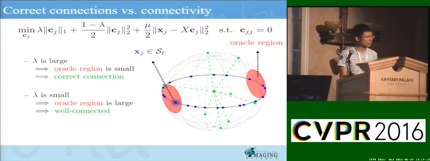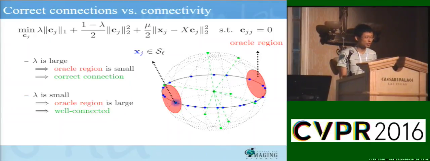As a second application of the geometric structure of the solution, we explain analytically the trade-off between the correct connection effect as well as the connectivity effect. Again, in the figure on the right, I'm drawing the subspaces. The right region is again the oracle region, which, you recall, has the property that if a point lies in the oracle region, then it has non-zero coefficient.